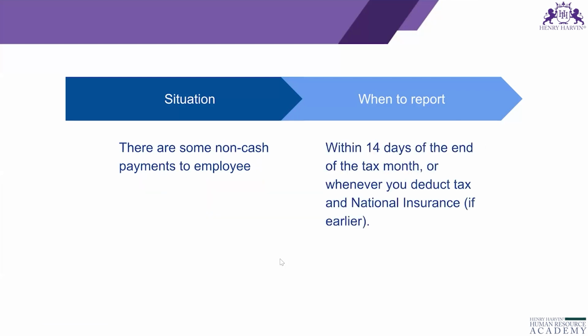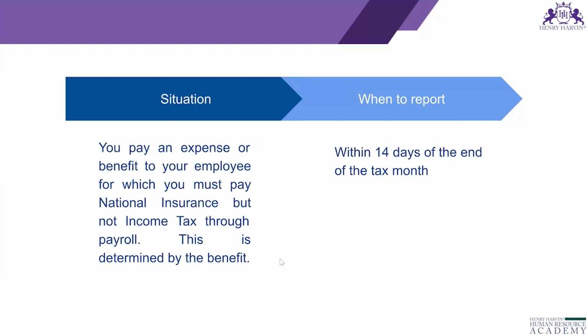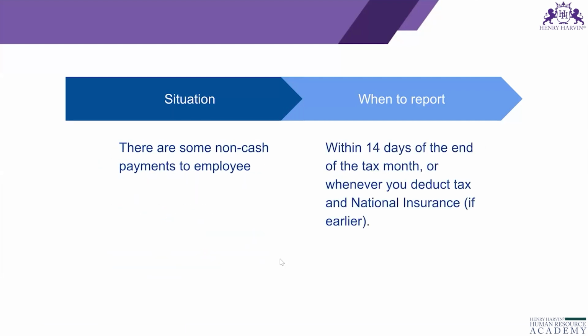There are some non-cash payments to employees, like benefits in kind, which must be reported within 14 days of the end of the tax month. It can be vouchers also, similar to the benefits we have discussed already. Within 14 days of the end of the tax month, it is the same deadline. If you see here, it is 14 days for expenses and benefits, and the same is here also.